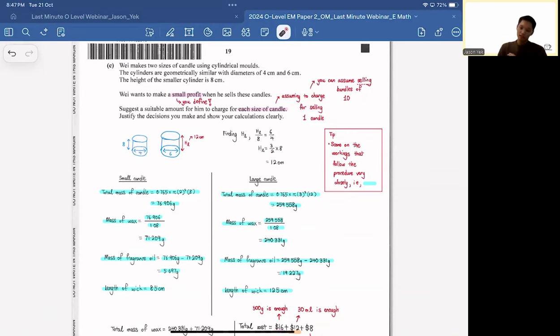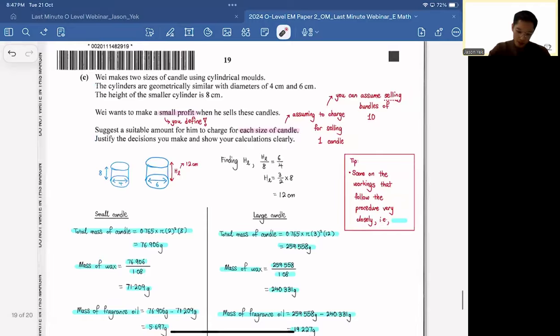But if you look at this question, small profit. How small is small? It can be 50 cents, $1, or $2. Don't write $1,000, that one is not small. It can be, but don't write 1 cent either. Ten cents, 20 cents, $1. You have to define your own small profit, and then suggest a suitable amount to charge. For this question, I'm assuming to charge for 1 candle. You will see my workings later.